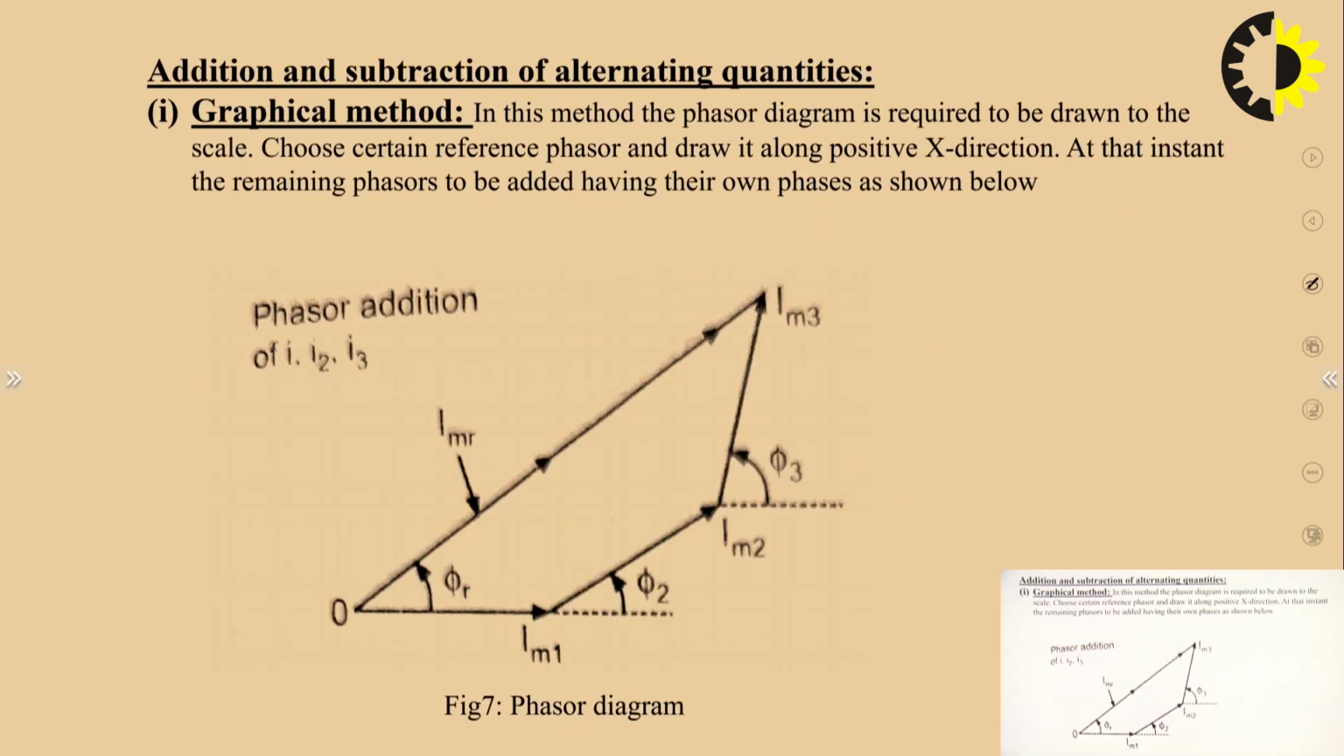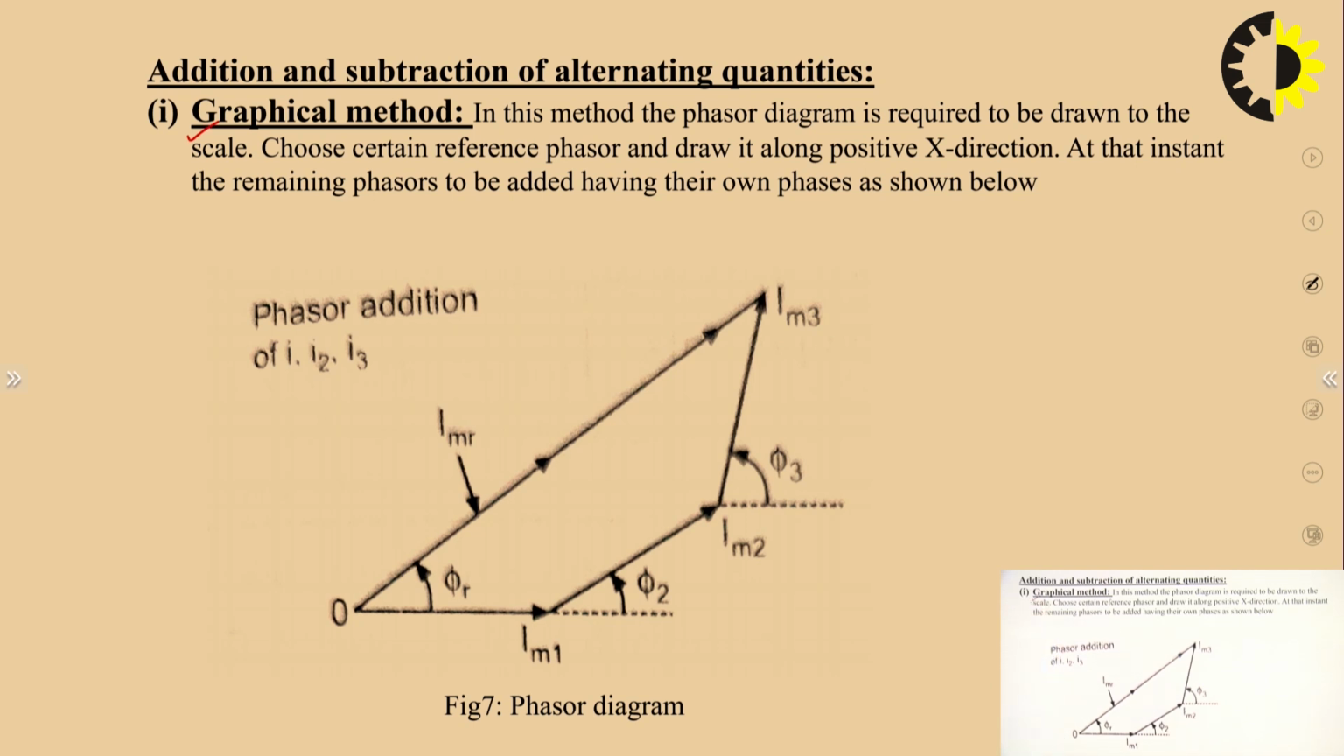This we will explain with the help of a numerical example also. Now, addition and subtraction of alternating quantities. How to perform addition and subtraction? To perform addition or subtraction, there are two methods. One is known as the graphical method.